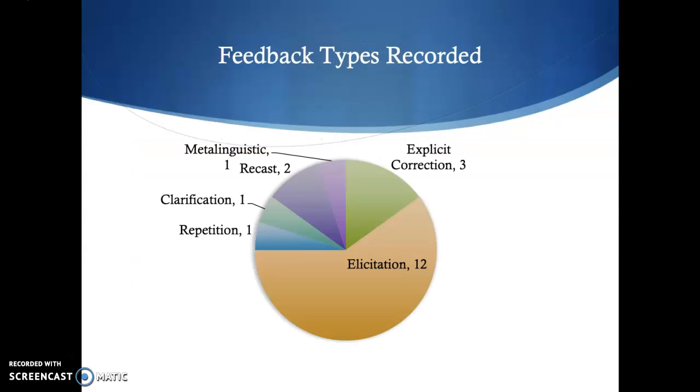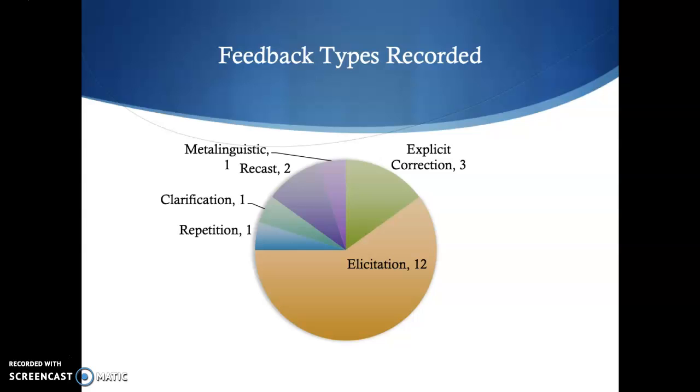So the feedback types recorded. There's 12 elicitation, one repetition, one clarification, two recast, one metalinguistic, which has an asterisk next to it because it was paired with also a recast, so it was kind of like a combination, and then three explicit corrections. So elicitation was the main use of corrective feedback.